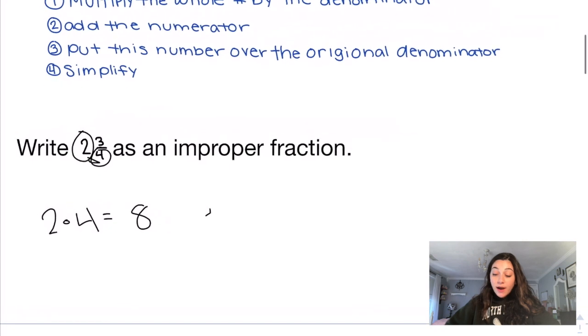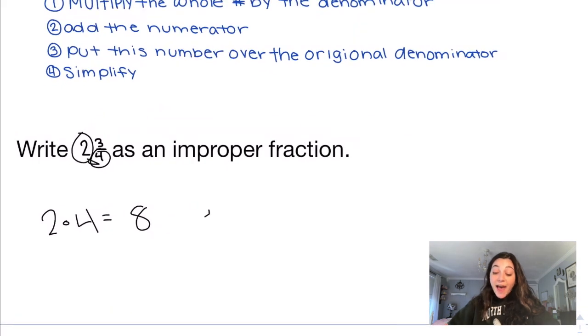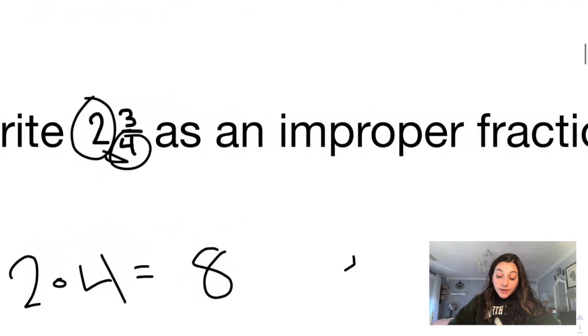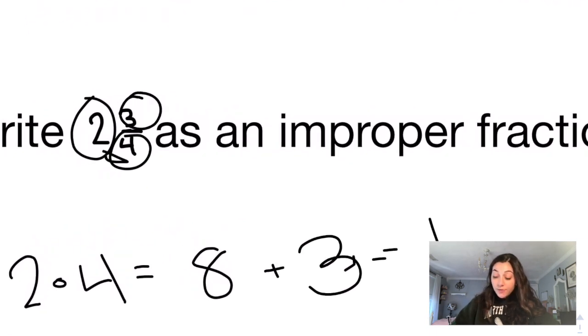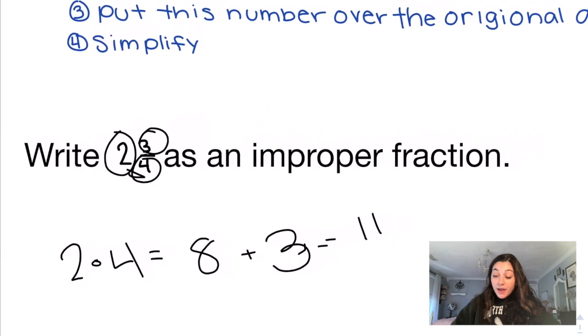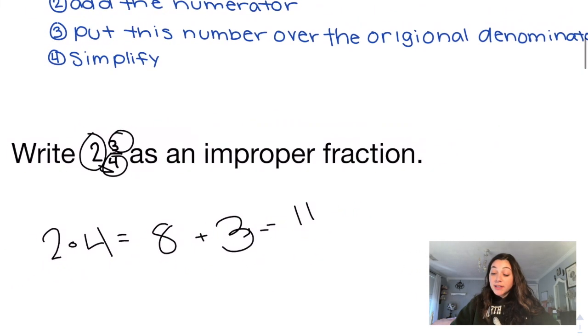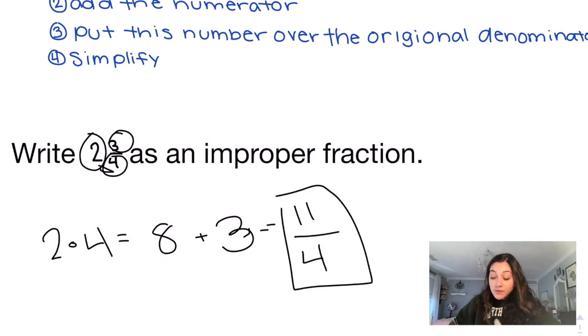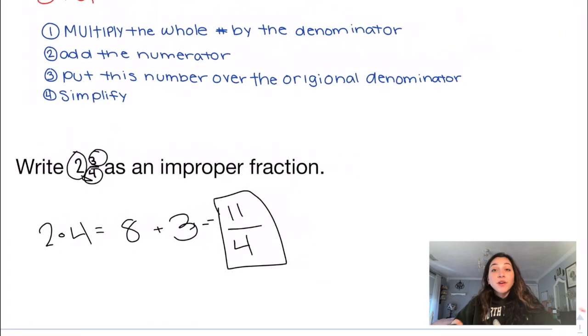And then back to our steps, we are going to add the numerator, which in this fraction is 3, so 8, and then we're going to add 3, and that equals 11. And then our last step is to put this number over the original denominator, and that original denominator is 4. So our answer is 11 over 4.